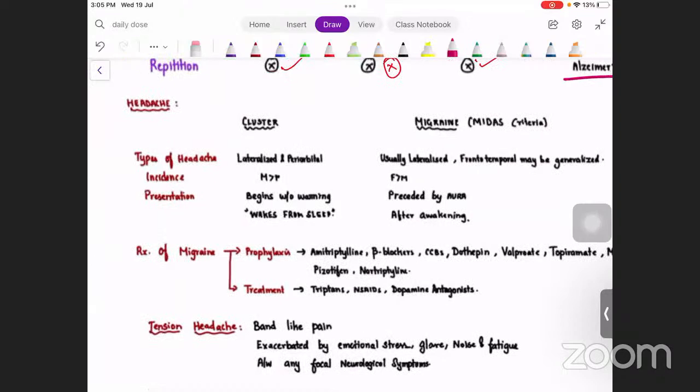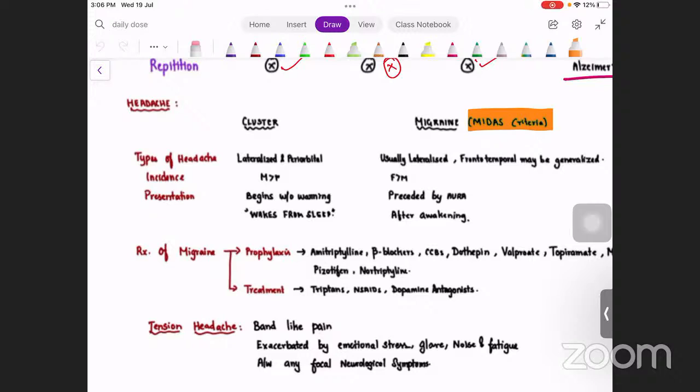Then apart from that, you have the headache. The next important topic in neurology in terms of your medicine is headache. Headache could be of migraine or cluster. So what is the criteria we use for migraine? A very important criteria, that is your MIDAS criteria. Another important MCQ: MIDAS criteria is for migraine attack. You have two types of headache: one is cluster headache, another one is migraine. Apart from that, there is tension headache, which shows a band-like headache.